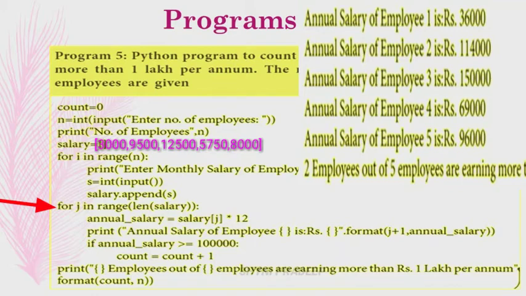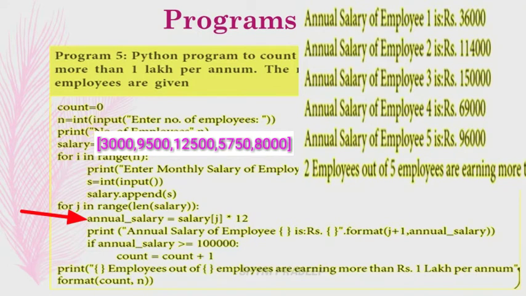So initial j value is what? 0. So j is 0. See the next line. Annual salary is equal to salary of j into 12. Here you have to calculate the annual salary. Annual salary means for 12 months. 12 months is equal to 1 year. How will you calculate annual salary? You have to multiply your salary with 12. That is the annual salary. So which salary is present at the 0th index position? 3000. So salary of j into 12 is equal to what? 36,000.